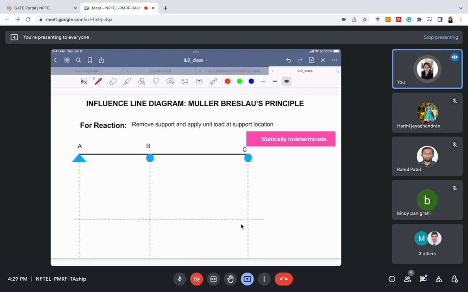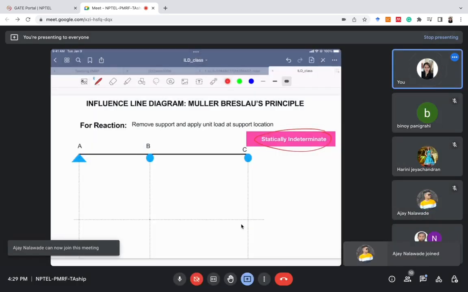Another important thing for statically indeterminate problems is that in this case you can just determine the shape of ILD. For calculating the different ordinates you have to do some more calculations, which is not at all necessary for GATE. In GATE, at maximum they can give you a question in which you have to determine the shape of ILD for an indeterminate problem, because that calculation is again very lengthy. So please keep that in mind.